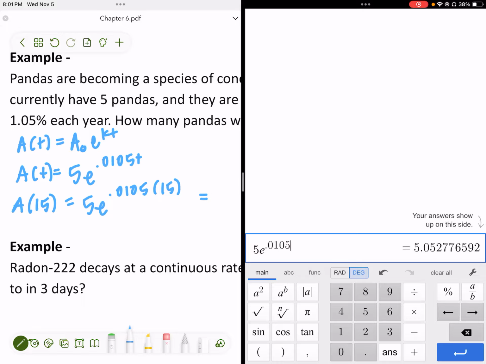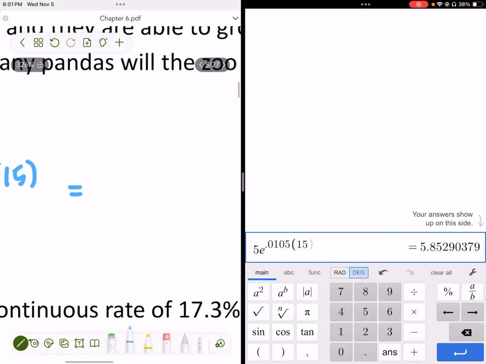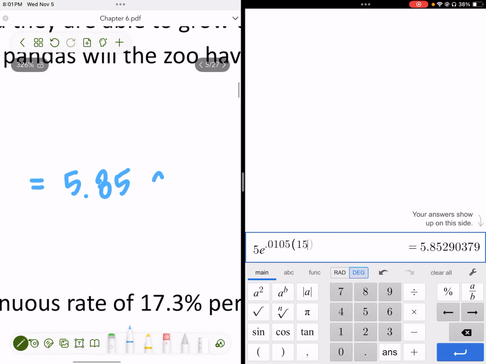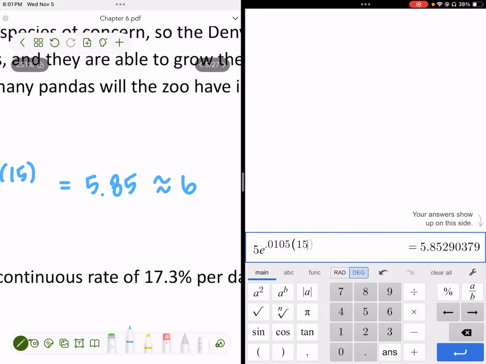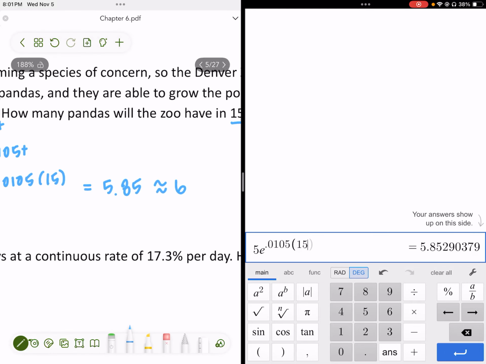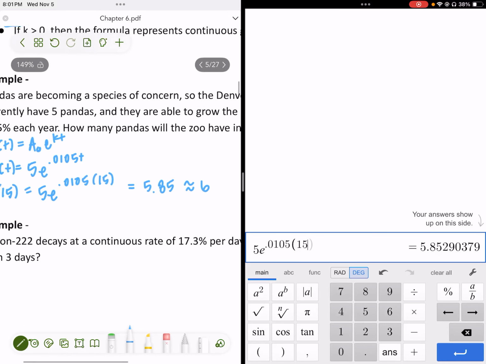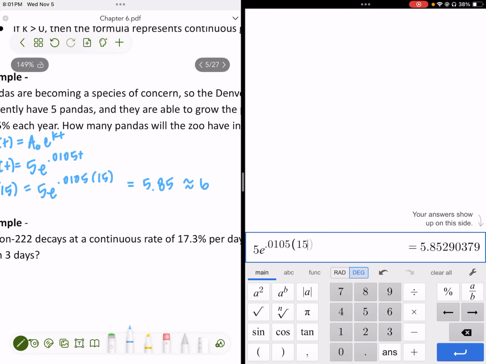times 15. Wow. We won't even have six pandas, and that's okay. Like, this is just an example problem, but we will not have even been able to successfully have one panda. So I'm going to round up to six for the sake of the example. Ideally, this would have been a bigger number, but I made this up. So it just happens to be that it's a very slow growth rate. I'm going to round up to six and say they'll have six in 15 years. They almost will. Okay.